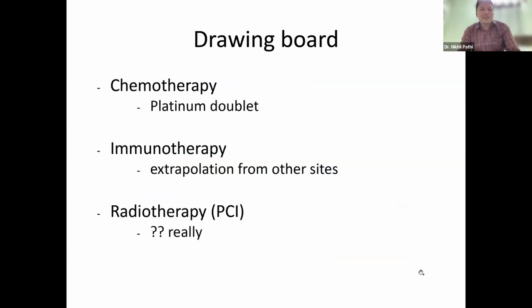Sure. I also had the same doubt on what treatment options I have actually got. The standard answer is platinum doublet chemotherapy. The other option is immunotherapy, again with no straightforward data for its use in small cell or large cell stomach cancer, but an extrapolation from other sites. The third is radiotherapy, which is prophylactic cranial irradiation done at a later point in time, which I think is a far-fetched thought to bring in for him.